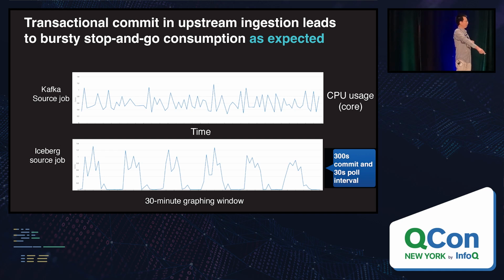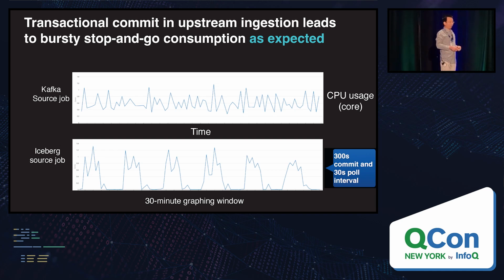Because the Iceberg data commit is a global transaction, that can lead to a stop-and-go consumption pattern. The top graph shows the CPU usage for the Kafka source job. The x-axis is time, the y-axis is the number of cores it used. Remember, we're using a 1-core container. From this graph, we can see the Kafka source job is always busy. It's always pulling data from Kafka and processing it.